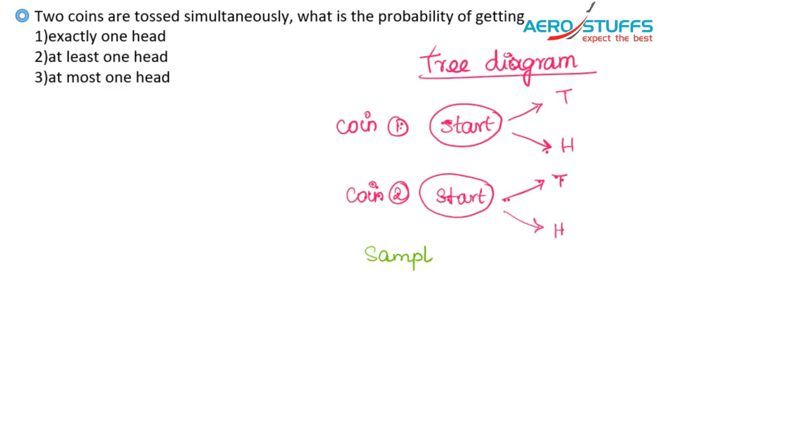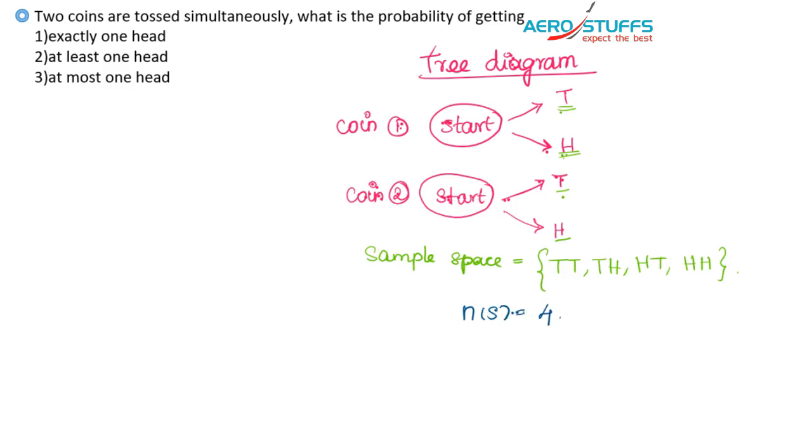Sample space S is equal to tail, tail, or tail, head, or head, tail, or head, head. You agree with me? This is the only option. So N of S is what? 4. After writing the sample space, you have to find N of S. N of S means number of outcomes. So N of S is 4.